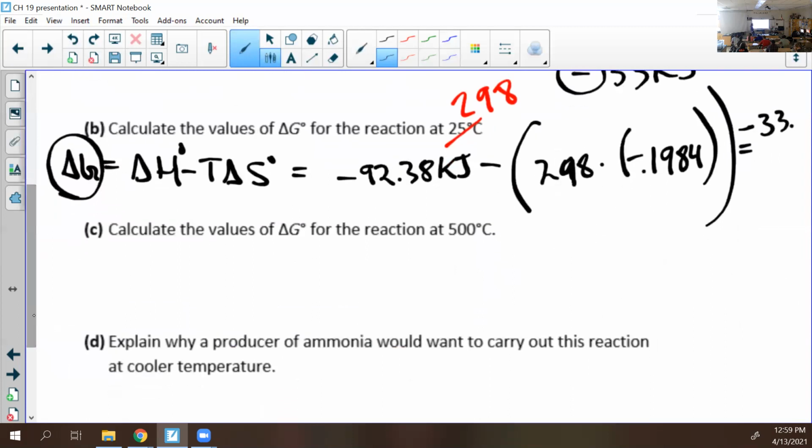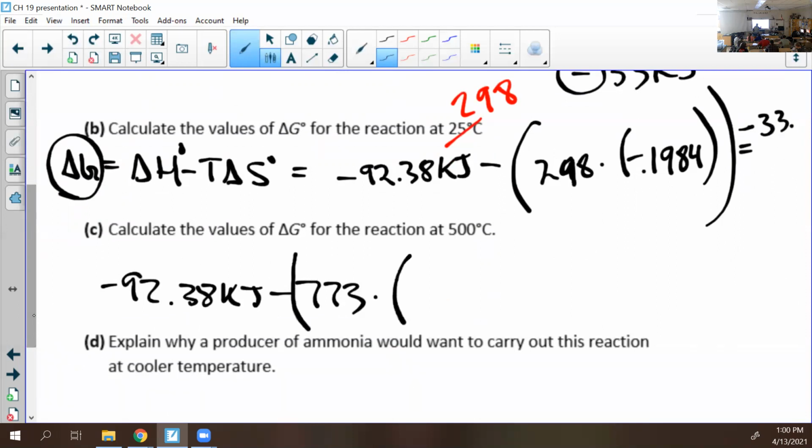Okay, when it was 500, you do the same thing. Negative 92.8, or sorry, oh gosh, 38 kilojoules minus 773, right? Times negative 0.1984. What is my problem today? And that is equal to what value? 60? That's all right. And that is a positive? Okay.